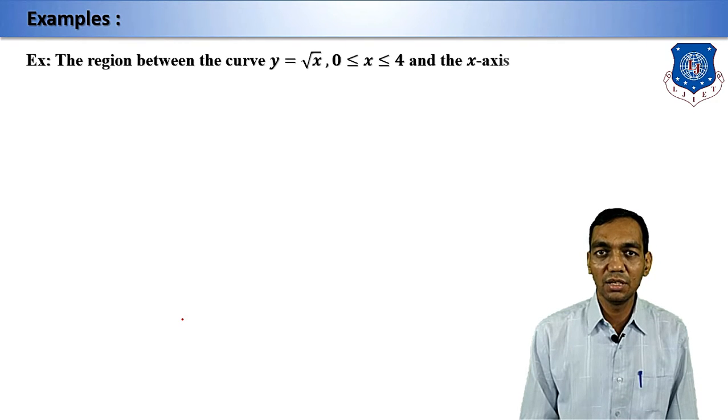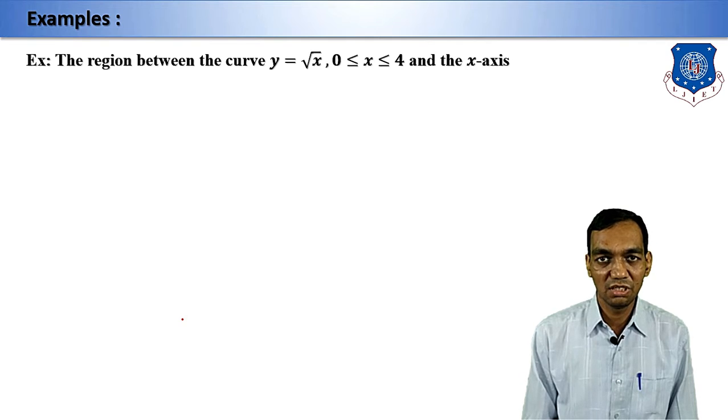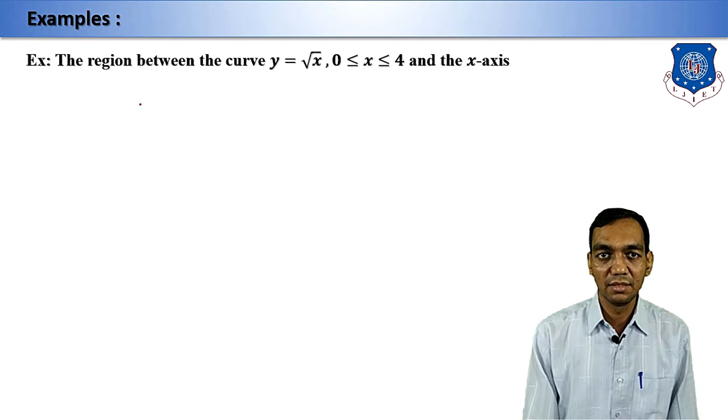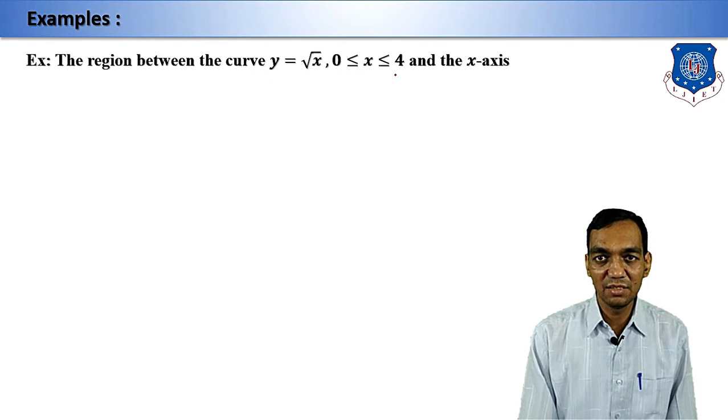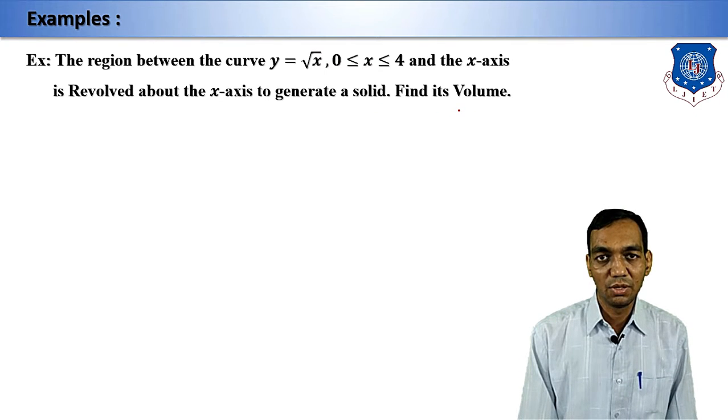Generally, we have given the rotation about some parallel axis. That means either parallel to x or parallel to y line. Okay. A transverse line is not generally given, it is generally about the x-axis or y-axis. Now, the region between the curve y is equal to root x, where x lies between 0 to 4, and the x-axis is revolved about the x-axis to generate a solid, and find its volume.